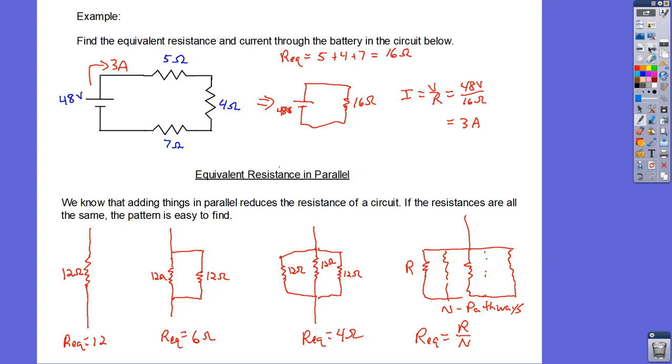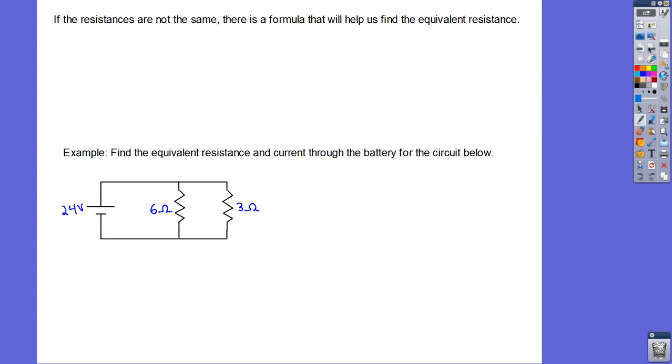But it's a nice little trick if you do, because it's pretty common to see resistors that are the same. So if we go on, of course I'm sure you're asking yourselves, what if they're not the same? There is a formula that helps us figure all this out. Okay, so we know that when we add resistors in parallel, the equivalent resistance has to go down. So the formula that we have is 1 over Req is equal to 1 over R1 plus 1 over R2 plus, and we'll do the dot dot dot thing.